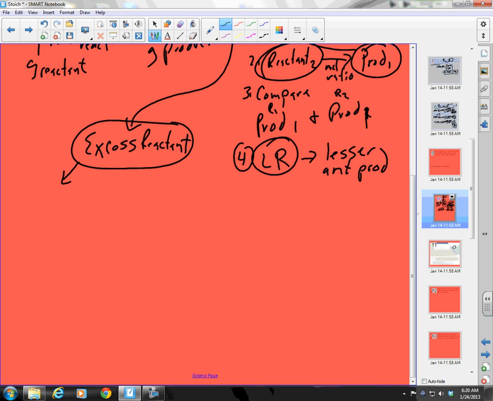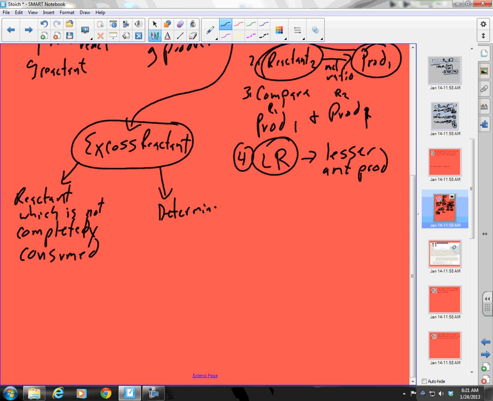All right, so that's what we're doing now. What's the excess reactant? It is the reactant which is not completely consumed, which means it is not the limiting reagent. Now, what's the process for determining the amount? How do we determine the amount of excess reagent left over? That's what we mean. How much still remains?